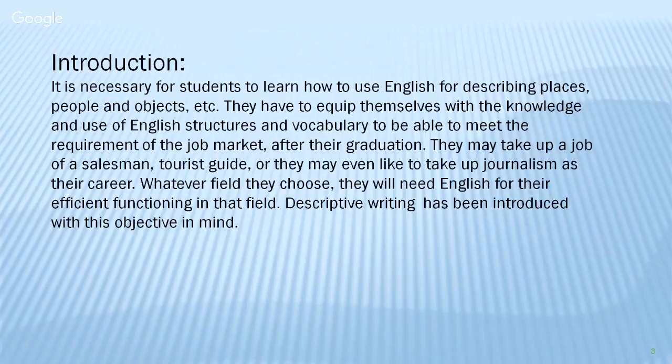They may take up a job of a salesman, tourist guide, or they may even take up journalism as their career. So after your diploma, it's not that most of you will go in for the same discipline that you studied in, but many people also go in for other disciplines. So a different kind of job. For example, I had an automobile student. Today he is working in the High Court. So it can be any kind of job. So to do different kinds of jobs, if you have learned the use of English well, it will be useful. It will help you later.